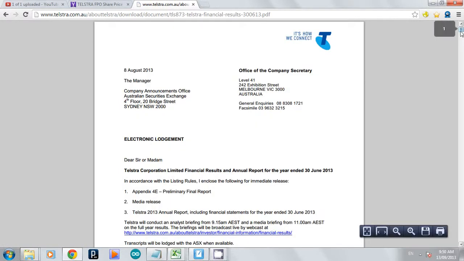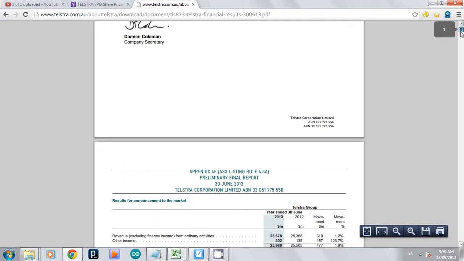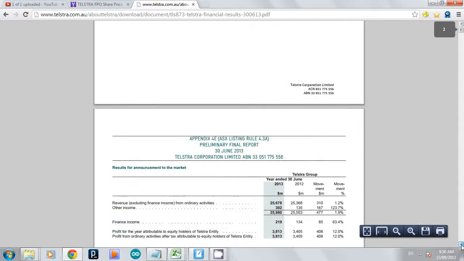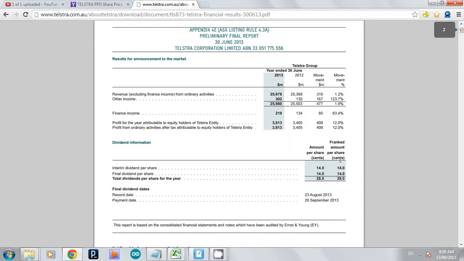So when I open that up and I have a scan of it, there's a lot of stuff here, so you might have to read it carefully. There we go. So it says here that those dividends are actually franked, so they've had the 30% tax removed from them.